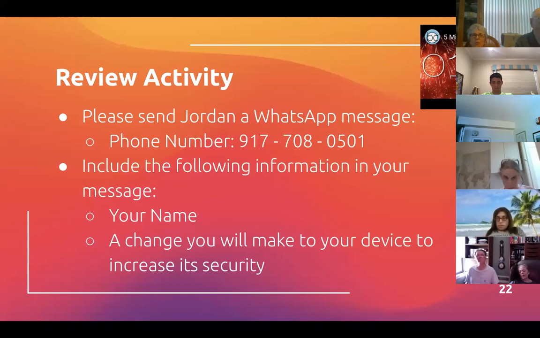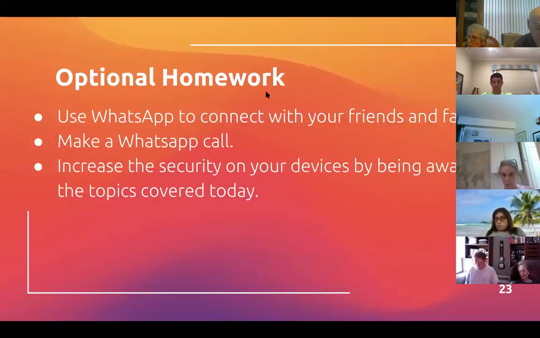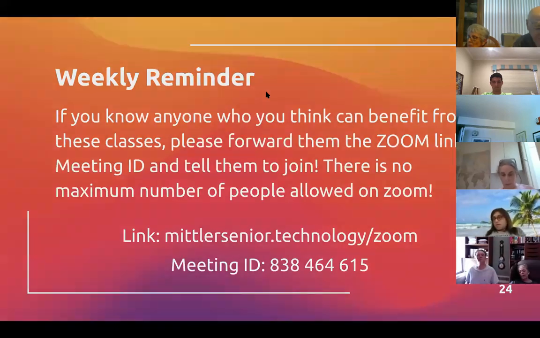So I'm going to repeat this again. I'm now going to put 5 minutes on the clock. I'm not going to put you in breakout rooms. I'm going to do this right here. Please send me a WhatsApp message using my phone number. I put it right over here, 917-708-0501, and include in the message these two things: your name and a change you will make to your device to increase its security. All right, Joe's now going to start the 5-minute timer. Please raise your hand if you have any questions. I will take that as we move along.